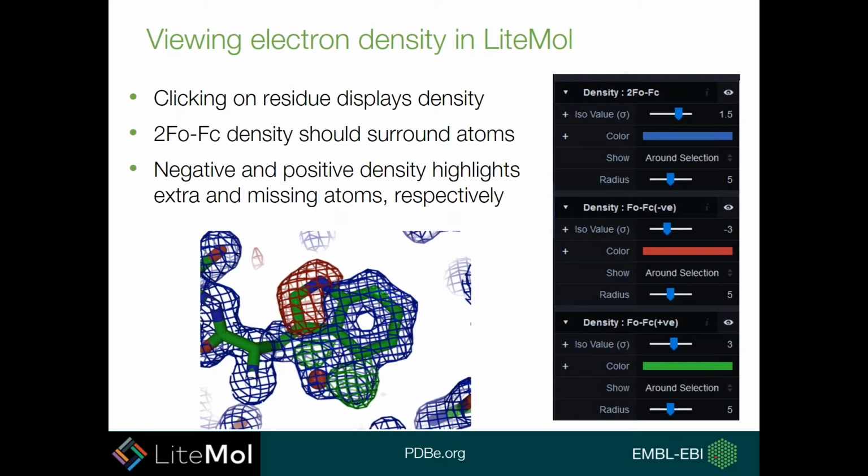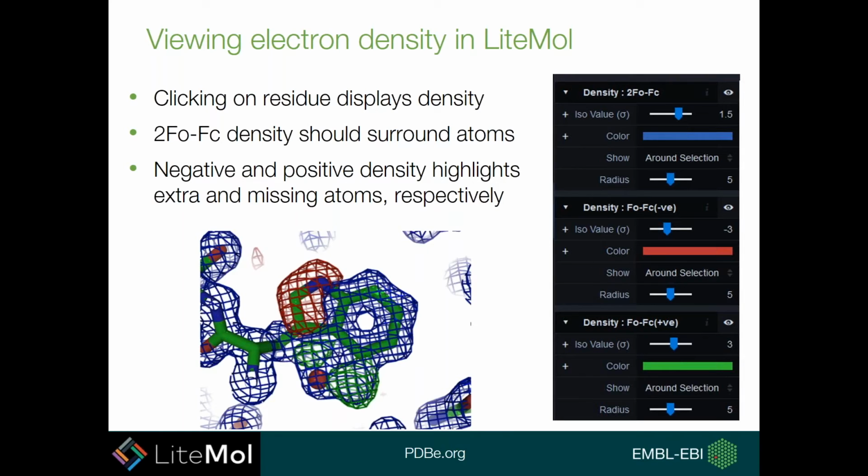There are three types of density maps that we view. The blue map shown here is the 2FO minus FC density, and generally this should surround your atoms. There's also negative and positive density shown in red and green, and this highlights where there might be extra or missing atoms in your structure.